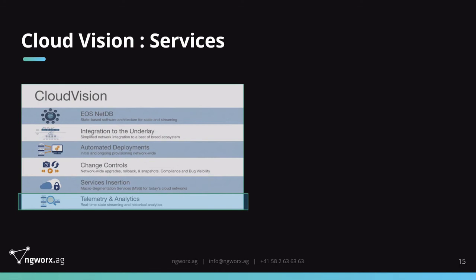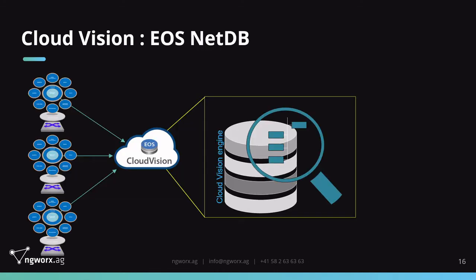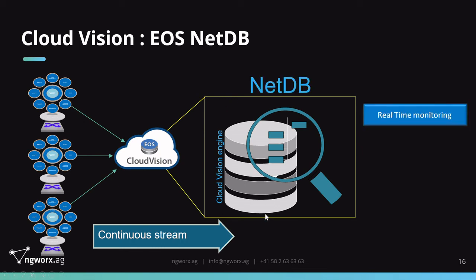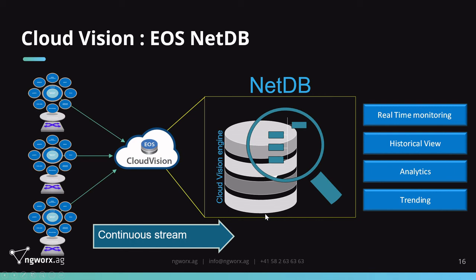Telemetry and analytics. The power of EOS and NetDB is to provide a continuous stream of information and real-time updates. These asynchronous updates are fed to CloudVision and are stored by the CloudVision analytic engine and later reviewed to provide interpretation for real-time monitoring, historical review, and predictive analytics.